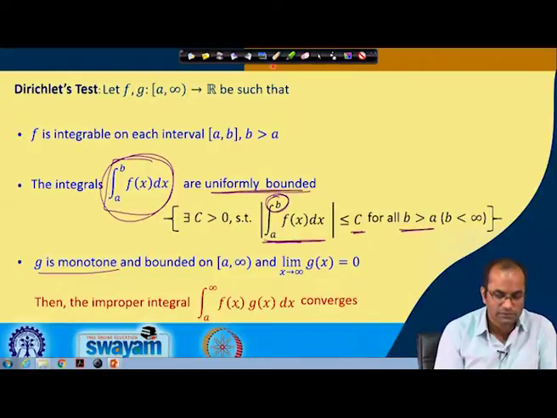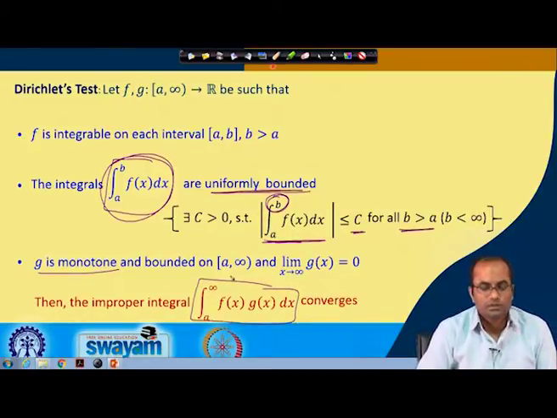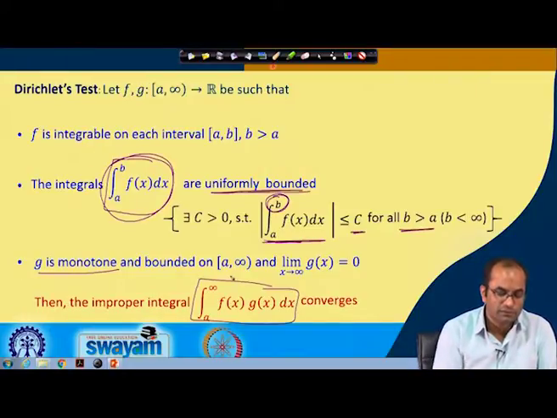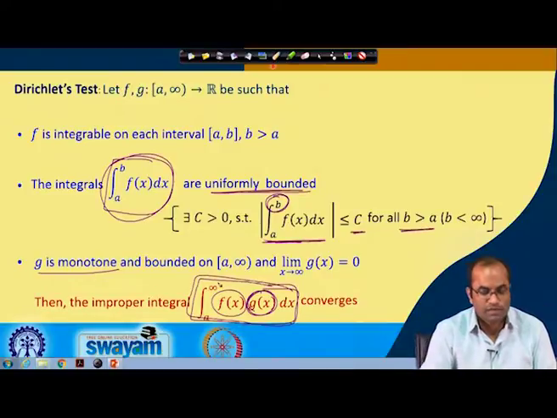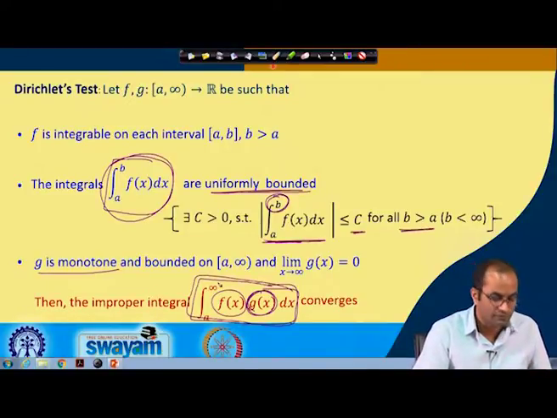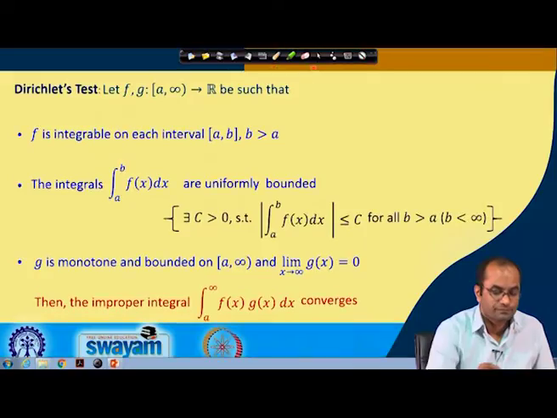So, these are the two main conditions. Under those conditions we have that the integral of the product converges. This is a very useful result, because if we know that one of them, for example g, is bounded and monotone going to 0, and the integral of f is uniformly bounded, then we can conclude about this product as well, that the integral will converge if these conditions are satisfied.